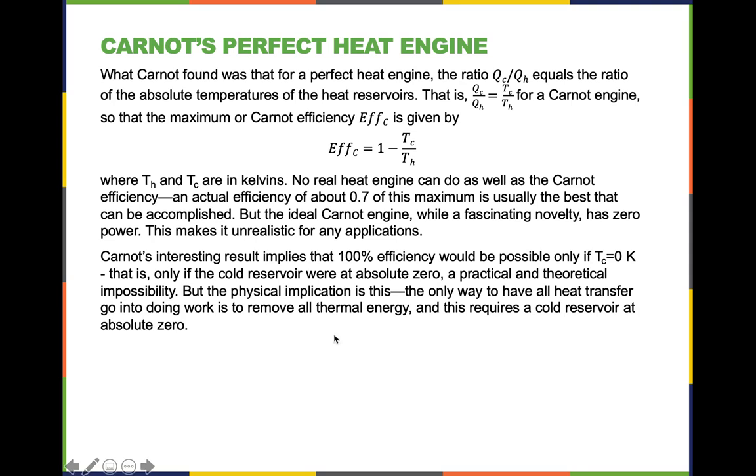Carnot's interesting result implies that 100% efficiency would only be possible if the absolute temperature of the cold reservoir, T_C, is 0 Kelvin. That is, only if the cold reservoir were absolute zero, a practical and theoretical impossibility. The physical implication is that the only way to have all heat transfer go into doing work is to remove all thermal energy, and this requires a cold reservoir at absolute zero, and that's impossible to get to.